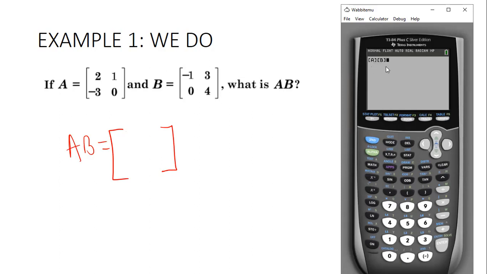What am I telling the calculator to do? Multiply A times B. When two variables are next to each other, we say that's implied multiplication, right? It's the same thing. When two matrices are next to each other, that's implied multiplication. You press enter. And that's our answer.